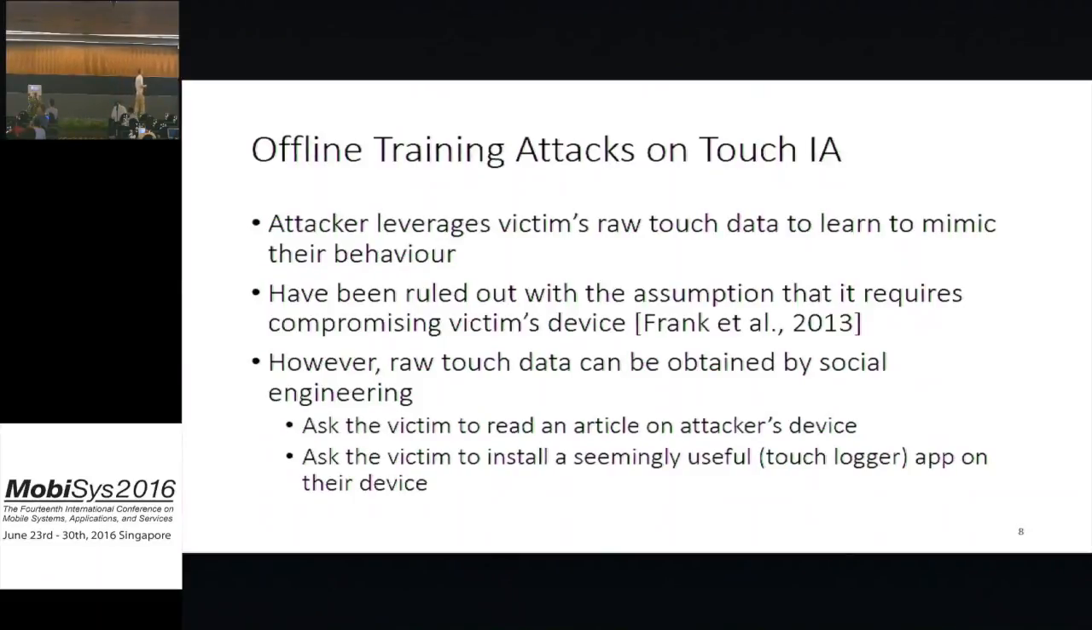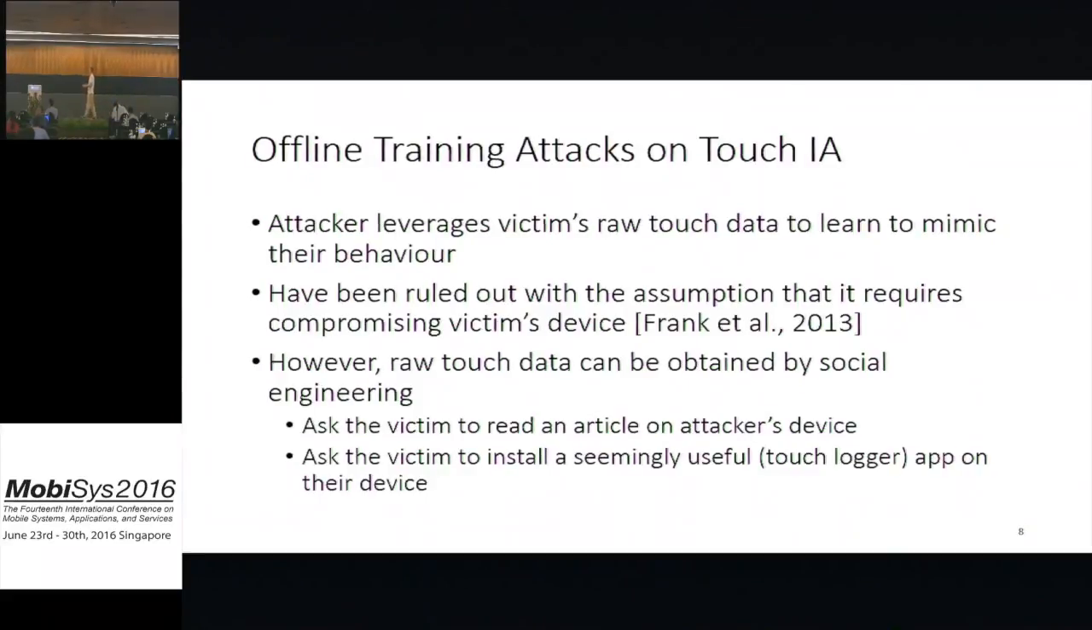The argument was, in order to get access to this raw touch data, you have to compromise the user's device. And if you have to compromise the user's device, then everything is lost anyway, so why bother? Well, we argue that's not quite true, because there are much easier ways to get access to people's touch data. For example, I could take my phone, give it to my wife, and ask her, hey, look at these cool pictures on my phone.